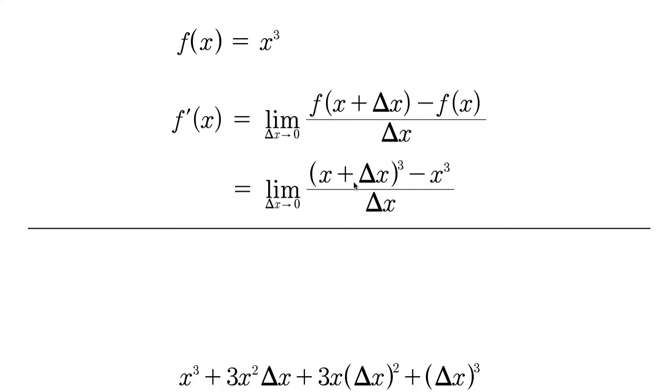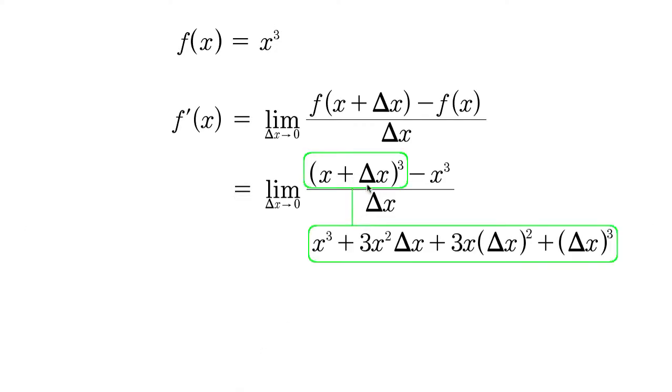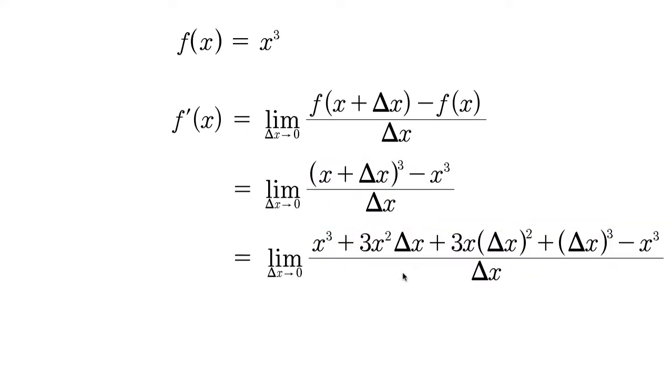And we want to stick that in here, so let's move it up. It's just this, so we're going to replace that. We still have the limit as delta x approaches 0. We have all the other stuff. That's what we get. That's just a bunch of algebra. And now notice that x cubed is here, minus x cubed is here. We're going to actually subtract those so you get 0.